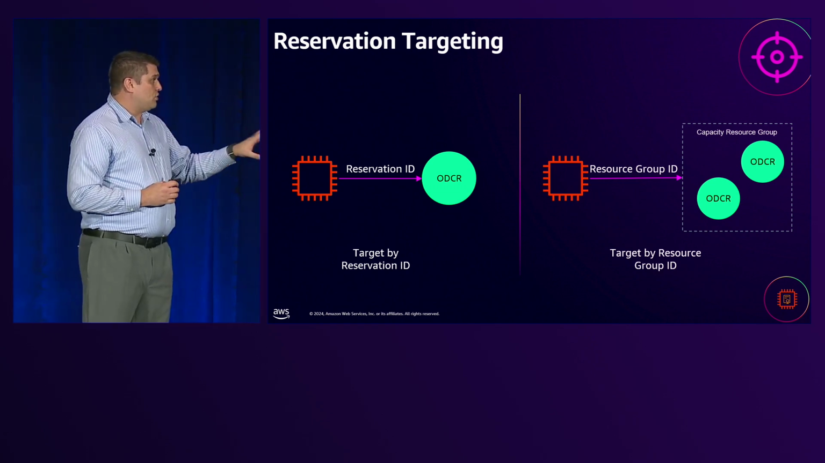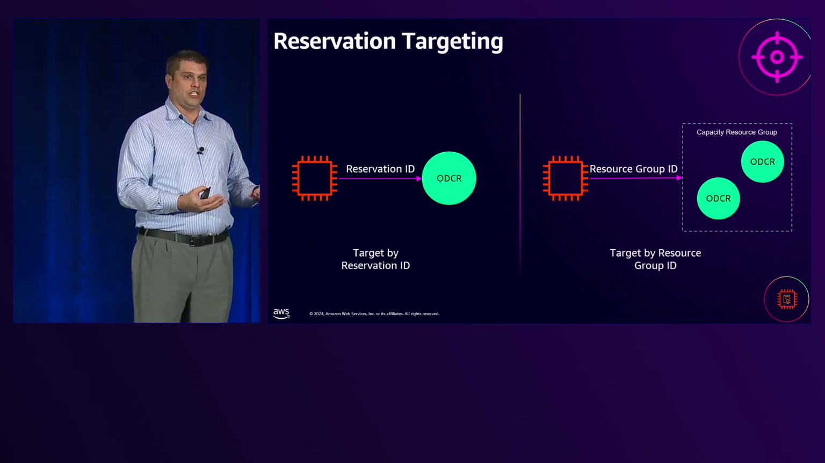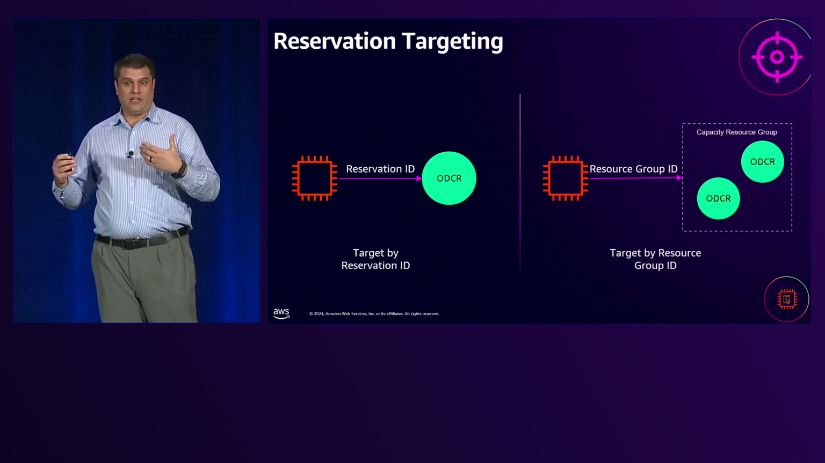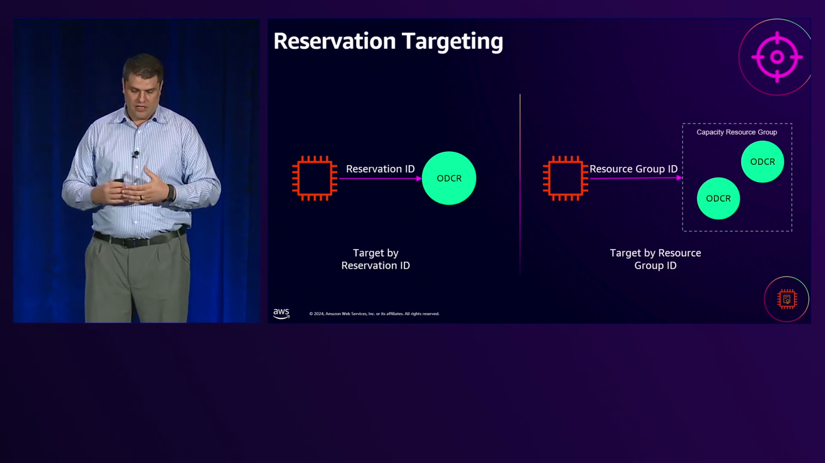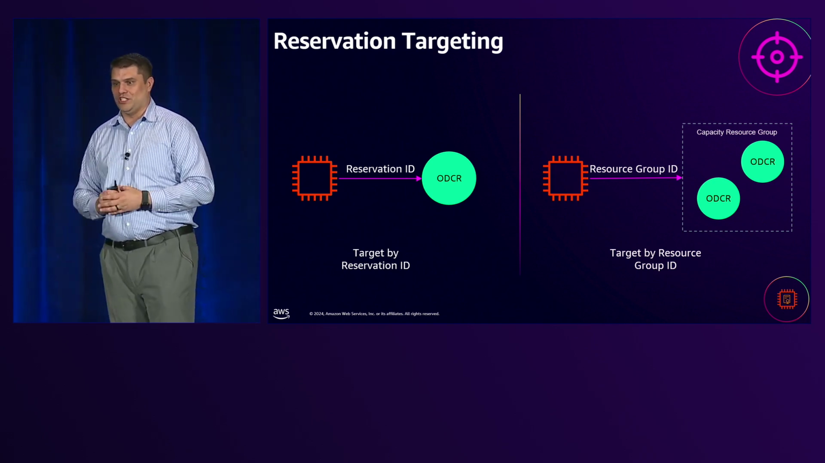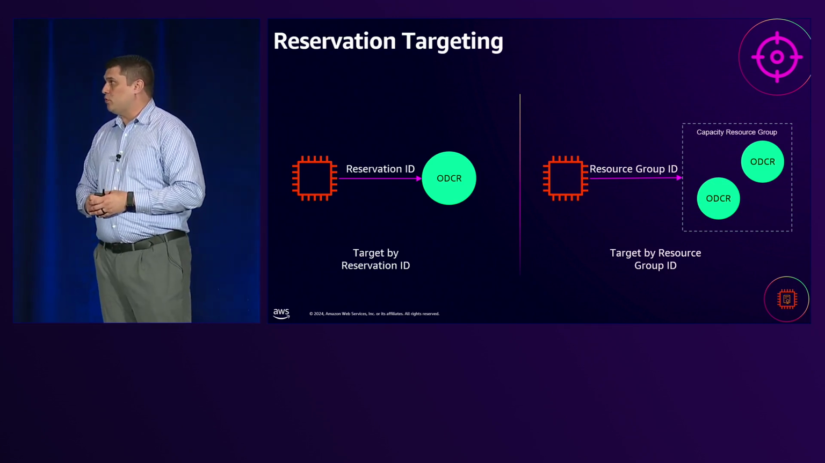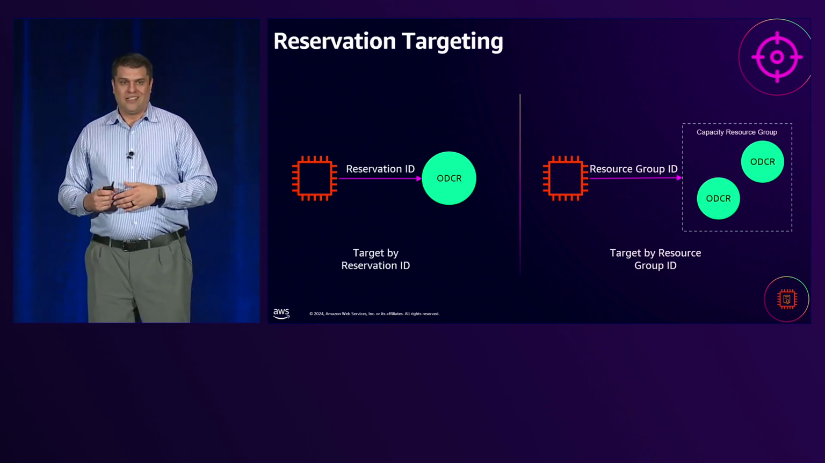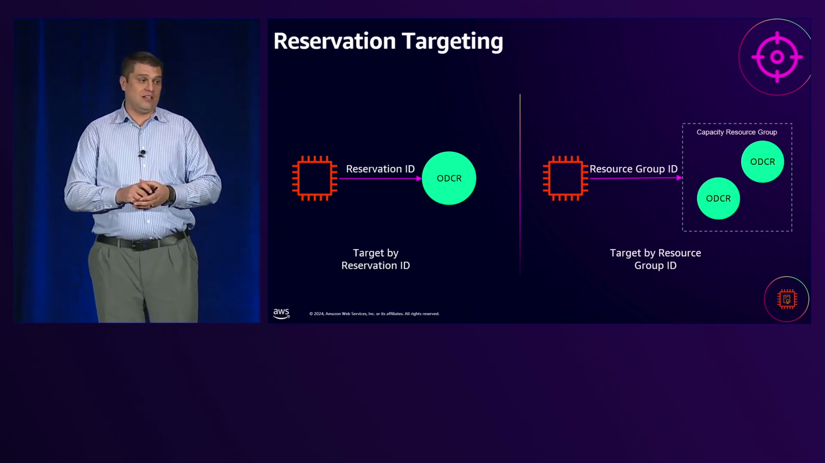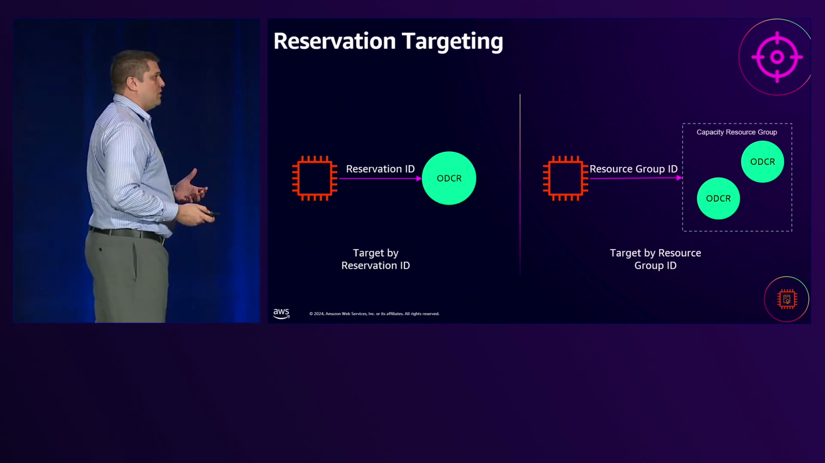The 2 different ways are, one, targeting by reservation ID. When you're launching your instance, you specify the reservation ID, and if the capacity reservation has capacity in it, the instance will launch. If the capacity reservation doesn't have capacity in it, the instance won't launch. It'll ICE. It won't go into on-demand. The other is targeting by resource group ID. It works the same way, except you're targeting a resource group, and then you can move things in and out of the resource group. It gives you a lot more flexibility.